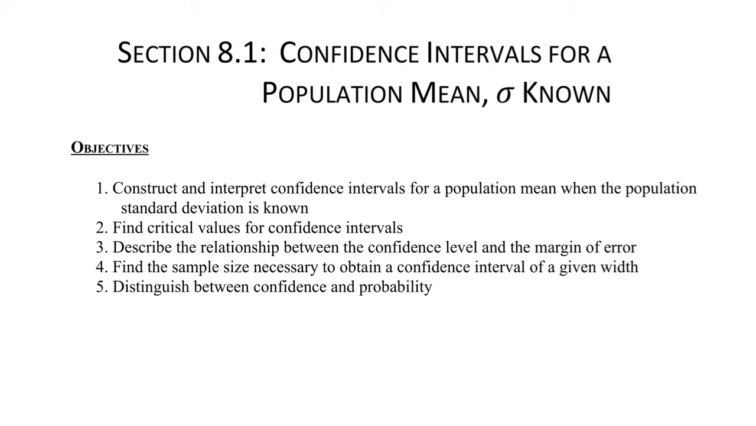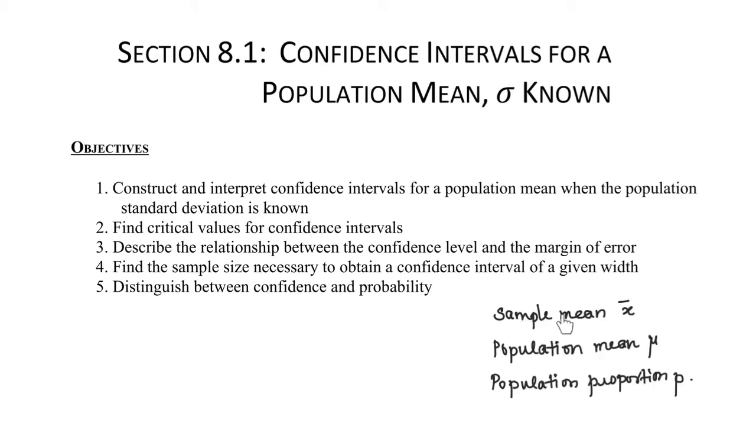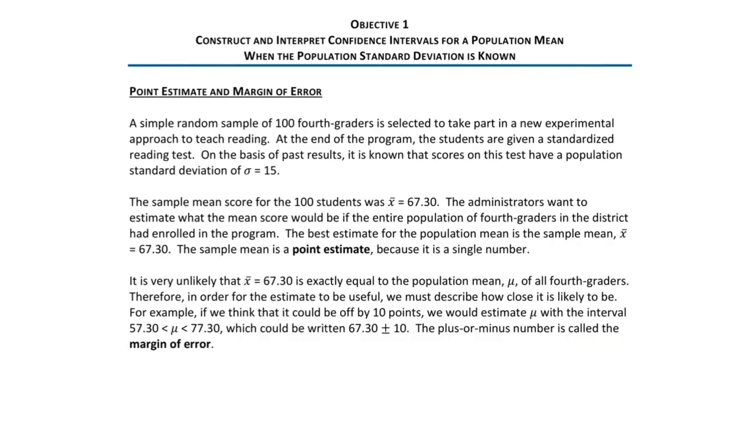This section has 4 objectives. In Objective 1, you are going to learn how to construct and interpret confidence intervals for a population mean when the population standard deviation is known. Recall that the sample mean is x bar, population mean is mu, and population proportion is p. So let's look at Objective 1, estimating a population mean.